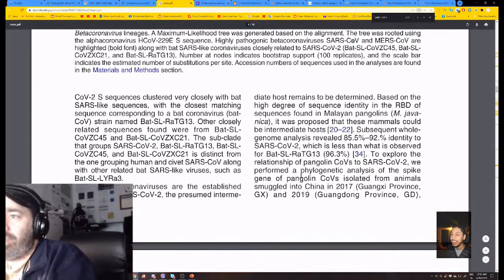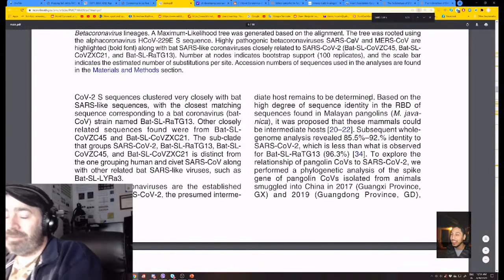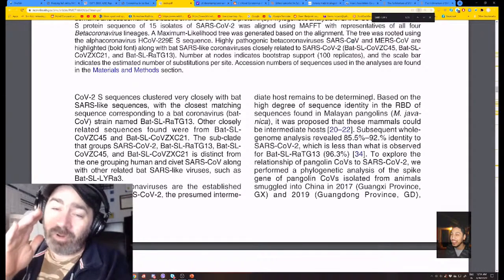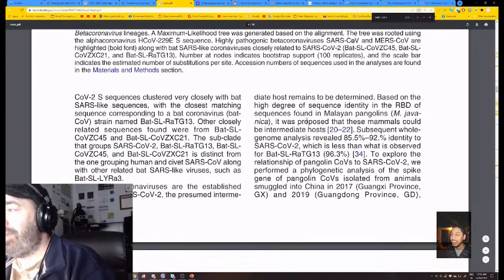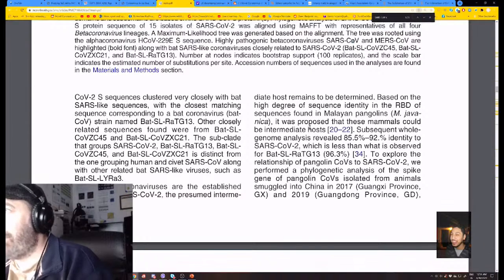Well, bat coronaviruses are the established reservoir for SARS-CoV-2. Presumed intermediate host remains to be determined. It's the Wuhan Institute of Virology. Based on the high degree of sequence identity in the receptor binding domain of sequences found. No, they're going down the pangolin one. I've lost interest in this paper now.